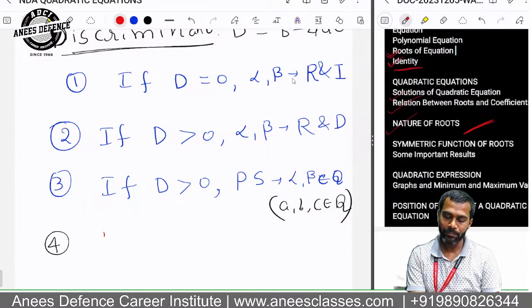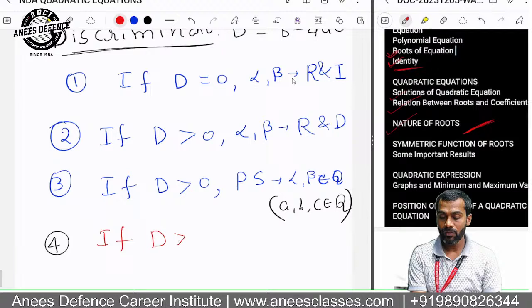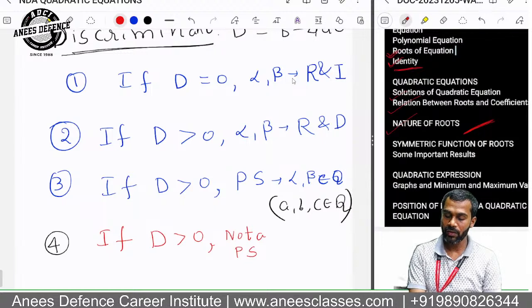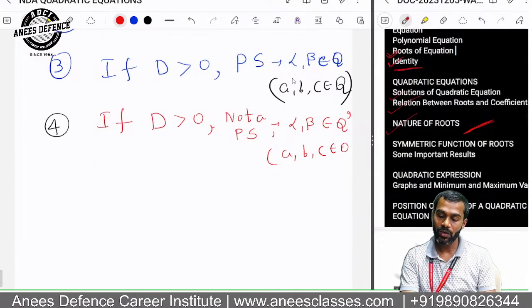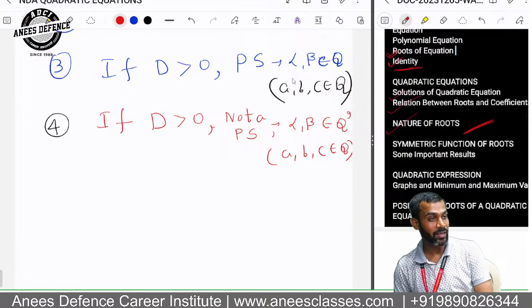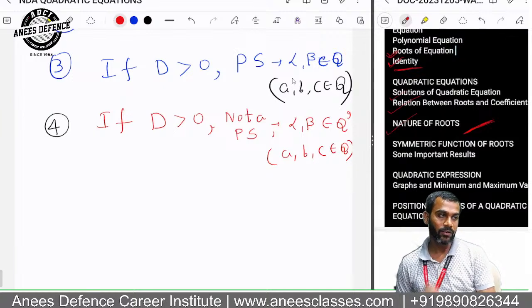Now next one, if D is greater than 0 but it is not a perfect square, then tell me, alpha and beta will be irrational, and they will be conjugates. But again the condition is the same, children: a, b, c rational. Don't make them irrational, they must be rational. Because D is not a perfect square, that is why the root part remains, like root 2, root 3. What is that called? Irrational.